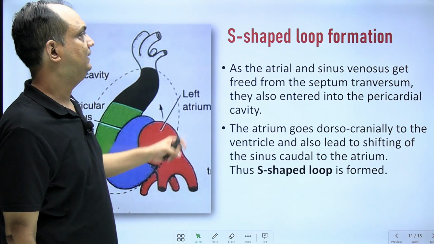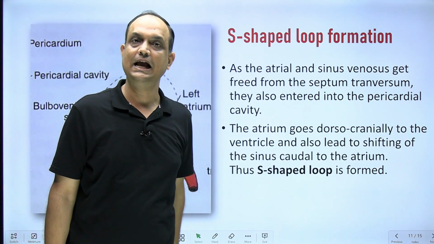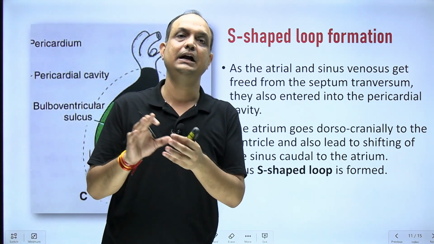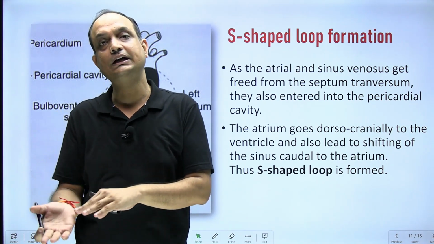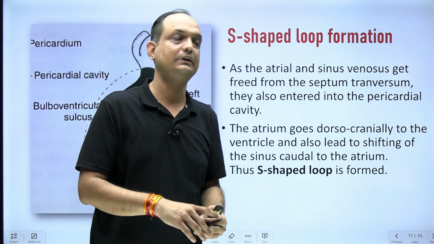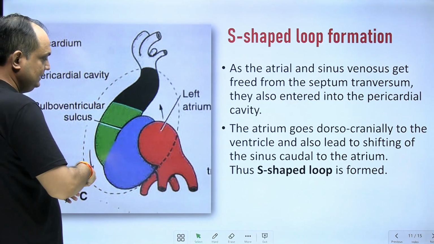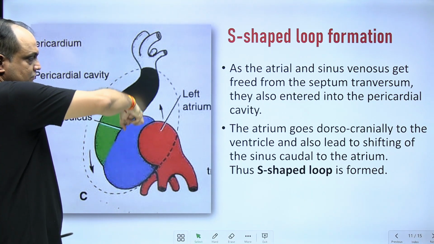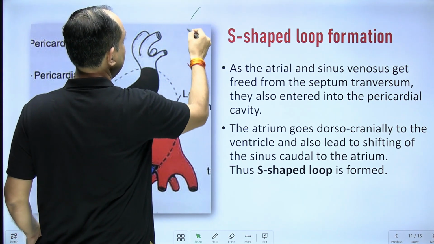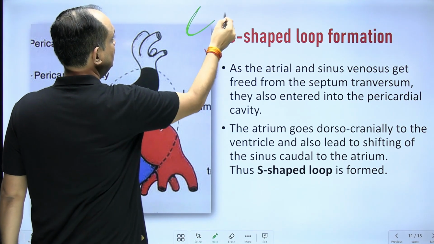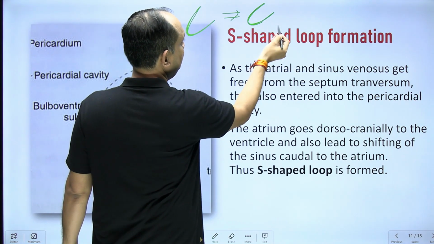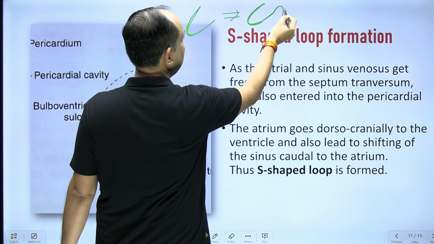Now what will happen is that this U shape converts into the S shape loop. Now how will the S shape form? We know that the primitive atria and the venous sinuses lie outside the pericardial cavity initially. So now when the S shape loop forms, they are pulled. Now this area is pulled inside the pericardial cavity. So first there is formation of this shape of the loop. Now this loop is pulling the remaining two chambers or two dilatations inside.